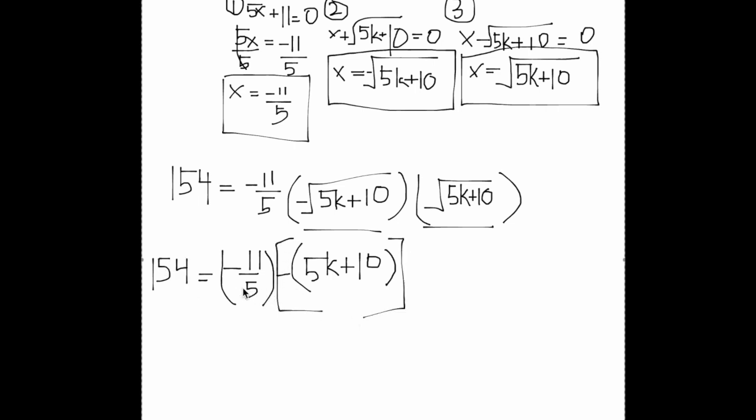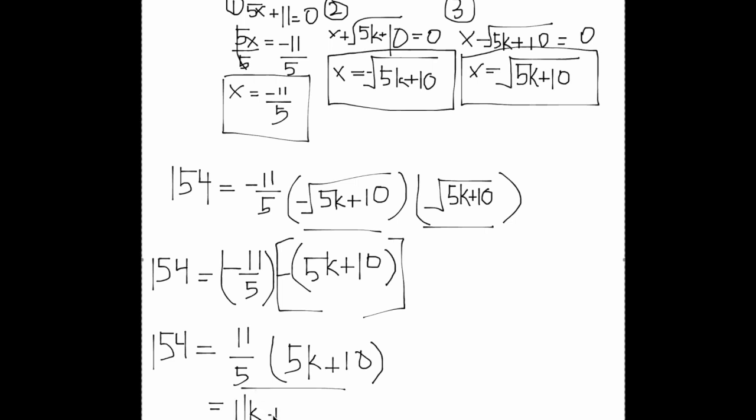Now, since we're multiplying two negatives, these two negatives will cancel, so we get 11 over 5 times 5k plus 10. At this point, this is just basic algebra, so all you have to do is distribute for this part of the equation. 11 over 5 times 5k is simply 11k. 11 over 5 times 10 is simply 22.